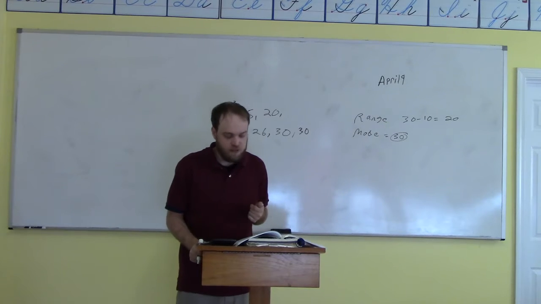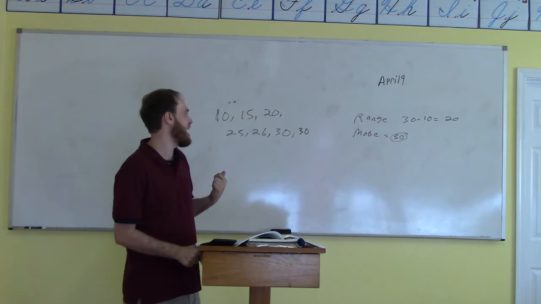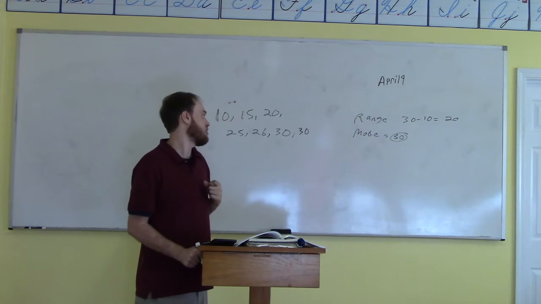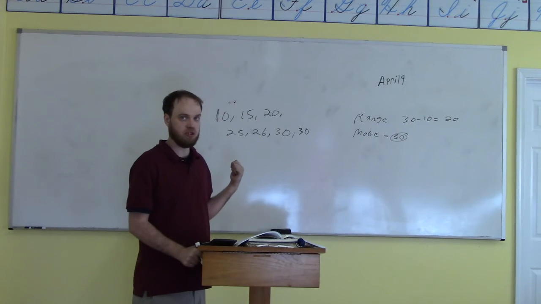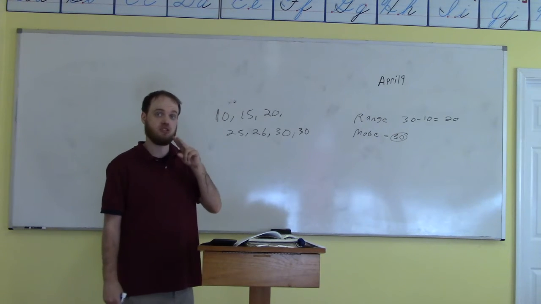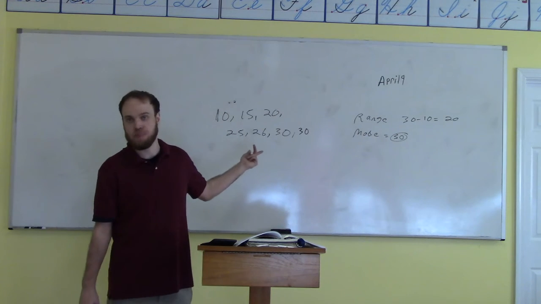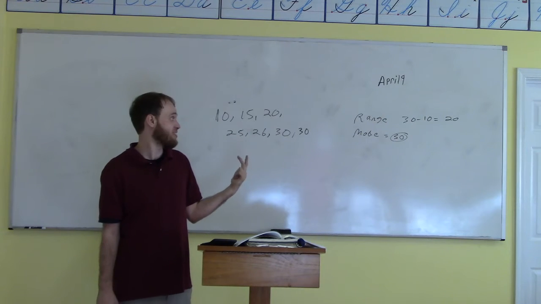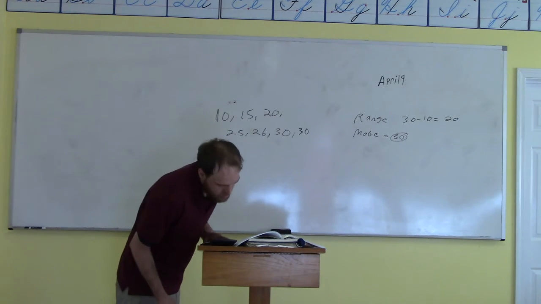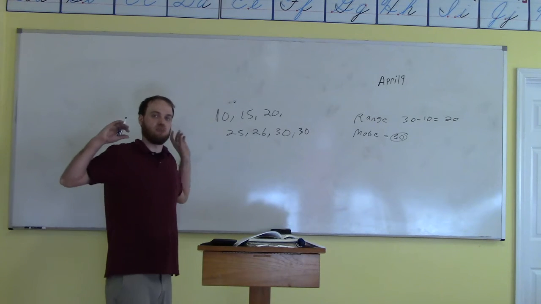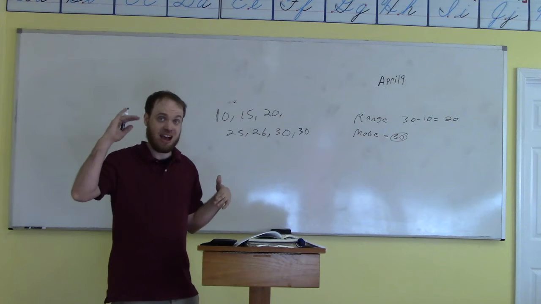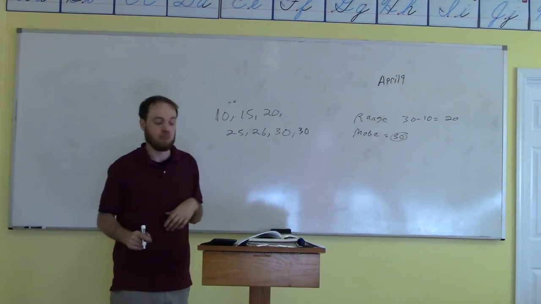Now, if there's only one number for the mode, then it's called unimodal. So this one would be unimodal because there's only one mode. If there's two modes, say 26 happened twice too, and my mode was 26 and 30, then that would be bimodal. Multimodal is if there's more than two. So if I had 3 of them that occurred the same amount of times, and that was the highest amount, then they would be multimodal.